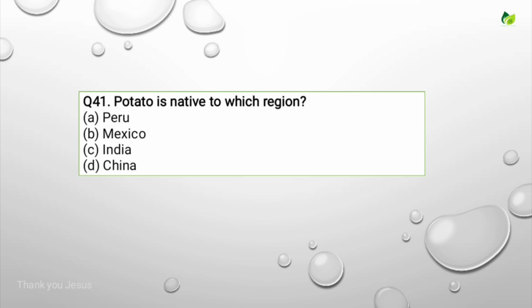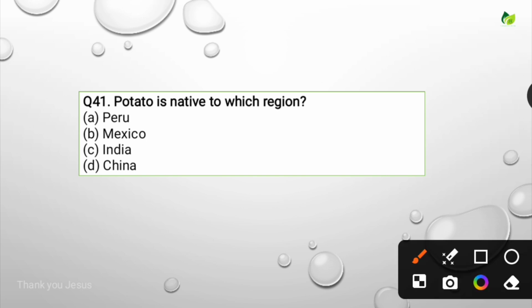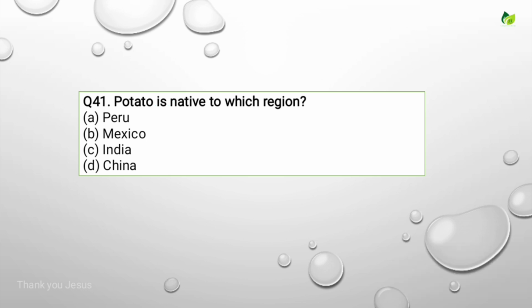Potato is native to which region? Options are Peru, Mexico, India, China. For this, the correct answer is Peru. Potato, Solanum tuberosum, originated in Peru and also Bolivia. Let's see the next question.